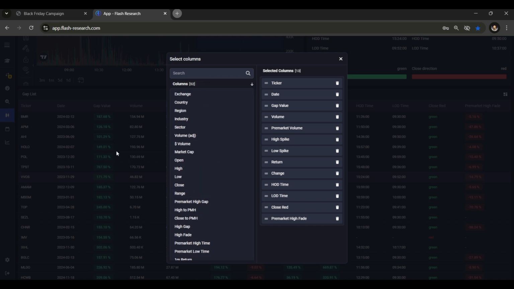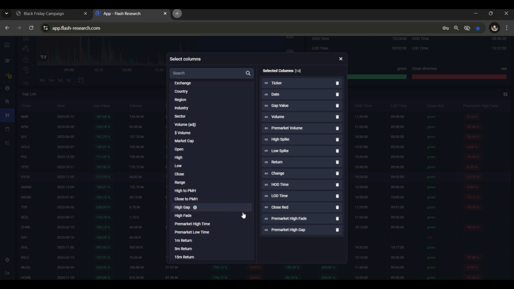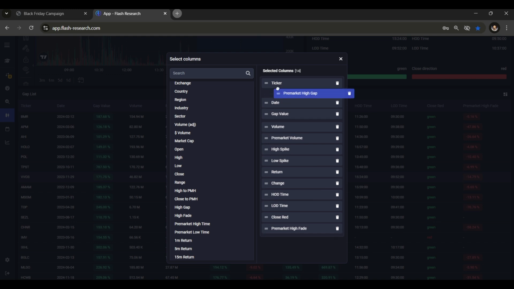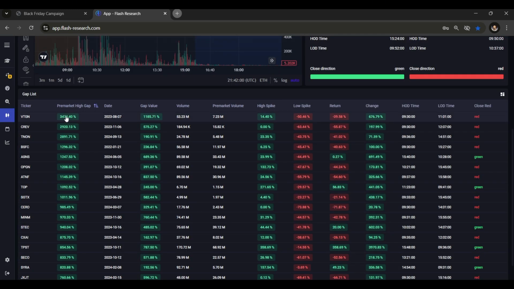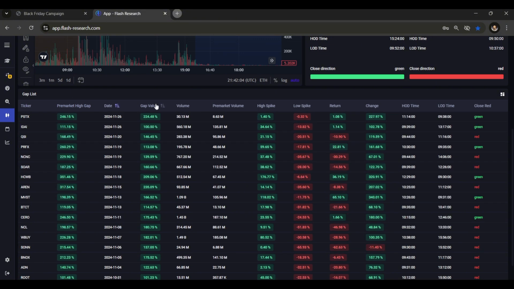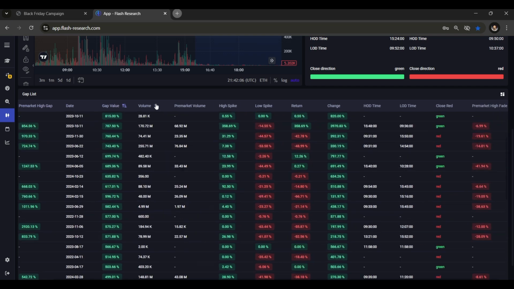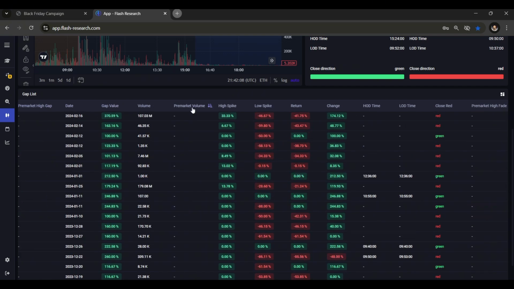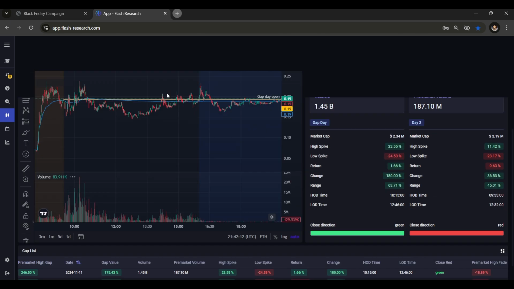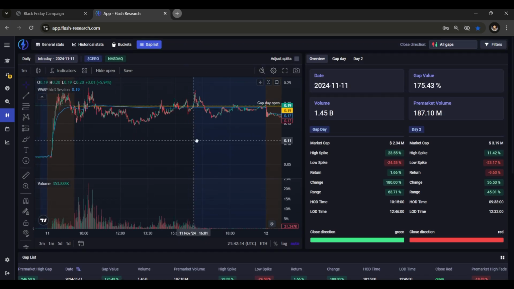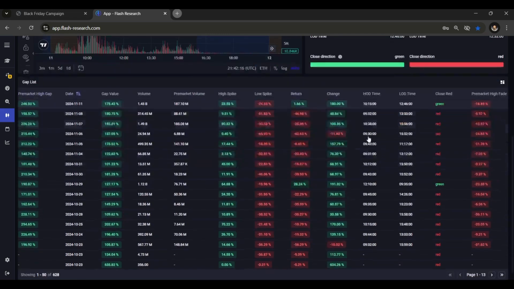In this case, for example, let's say I want to sort by pre-market high gap. I put it right here, it appears here, and boom, I have it. Gap value, okay, show me the most epic gap values. Pre-market volume, show me the highest pre-market volume. In this case, 187 million volume. Okay, what happened this day? Boom, I have it. Quick, easy.